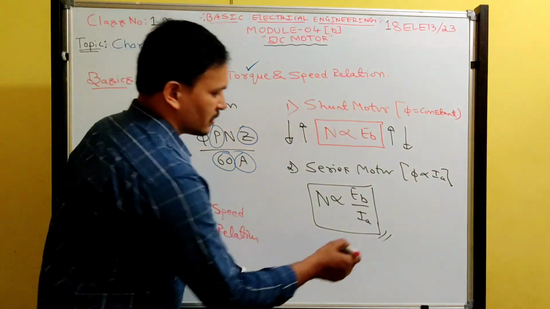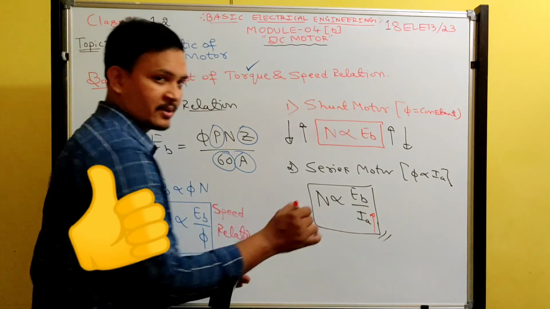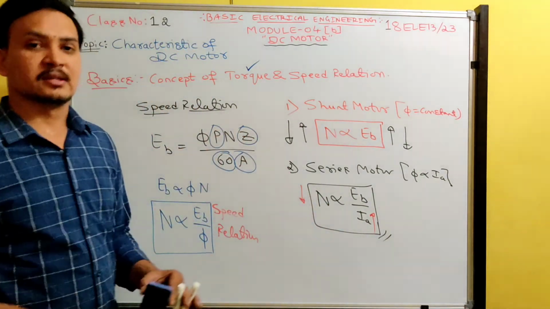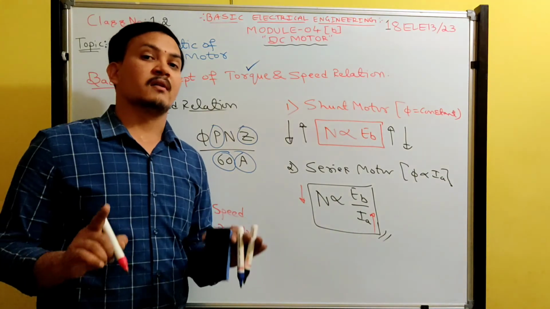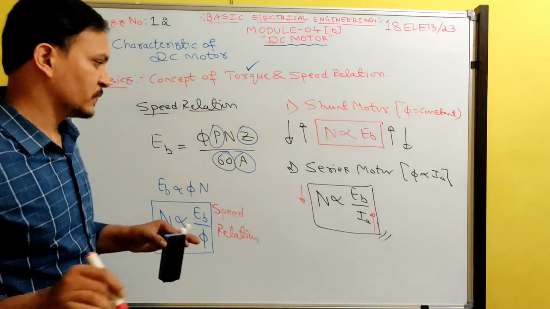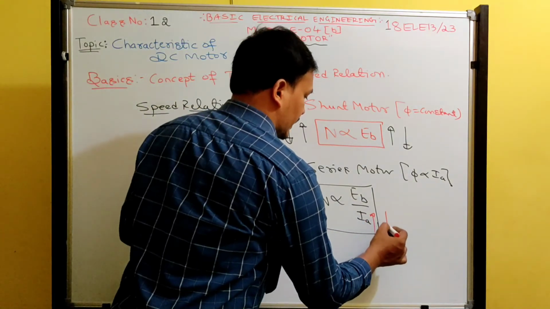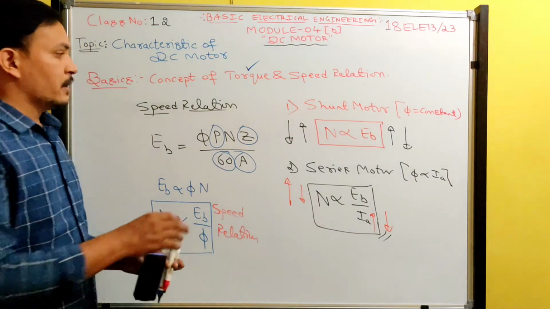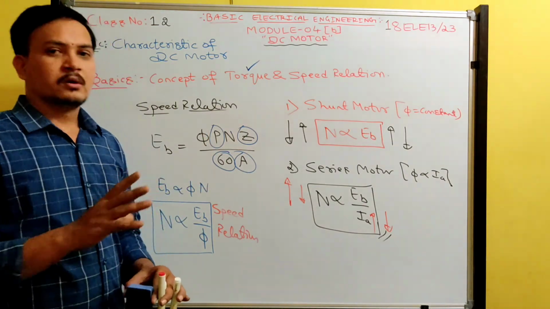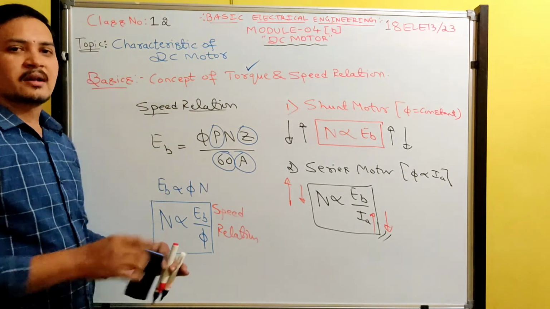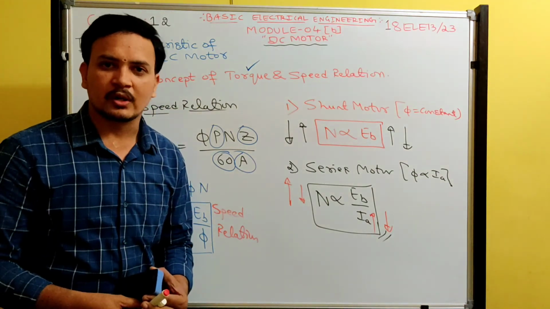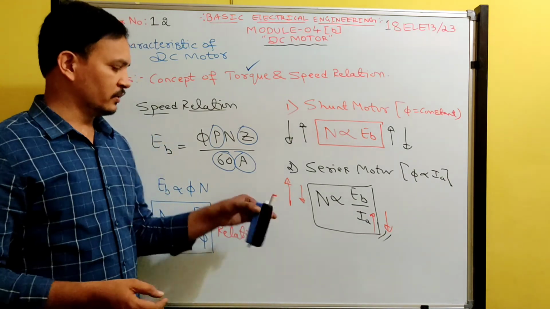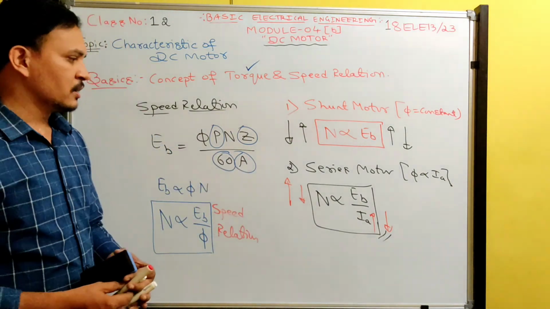So what happens? If more current flows in a machine, the speed of the machine decreases. Speed and current are always inversely proportional. And if the current decreases, the speed of the machine increases. This basic knowledge is required to understand the characteristics of a DC series motor in detail, and later you won't forget it also, if you know all these relations.